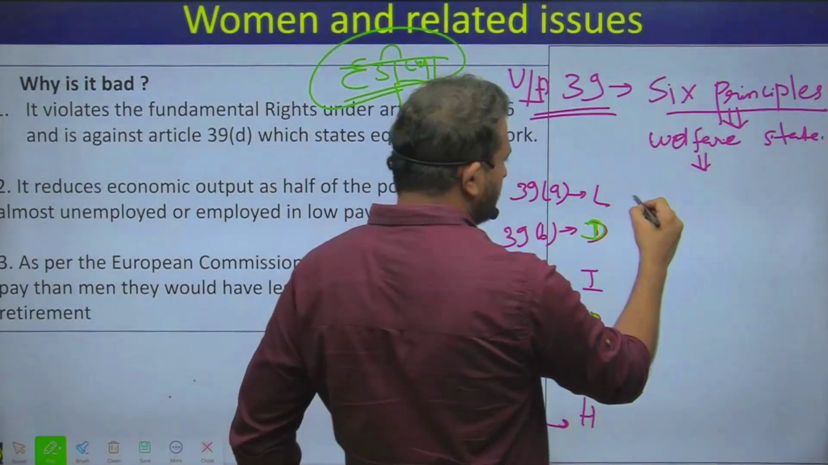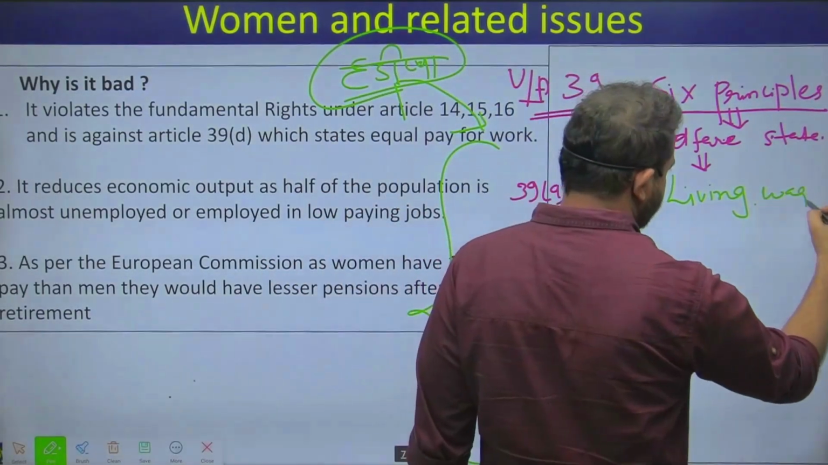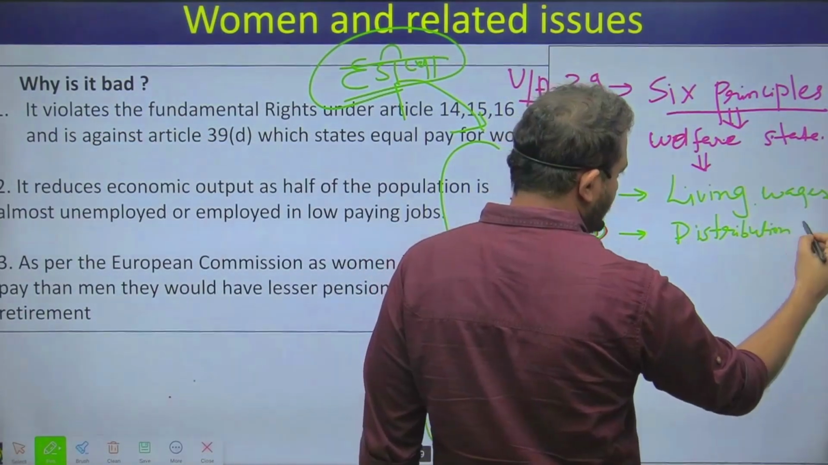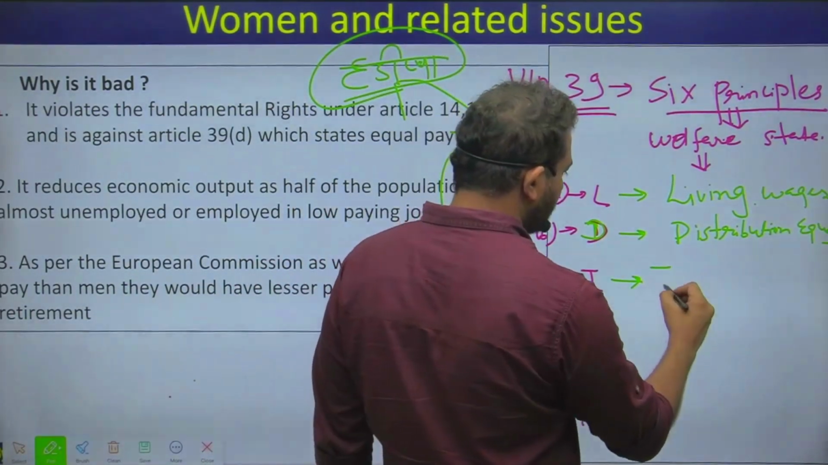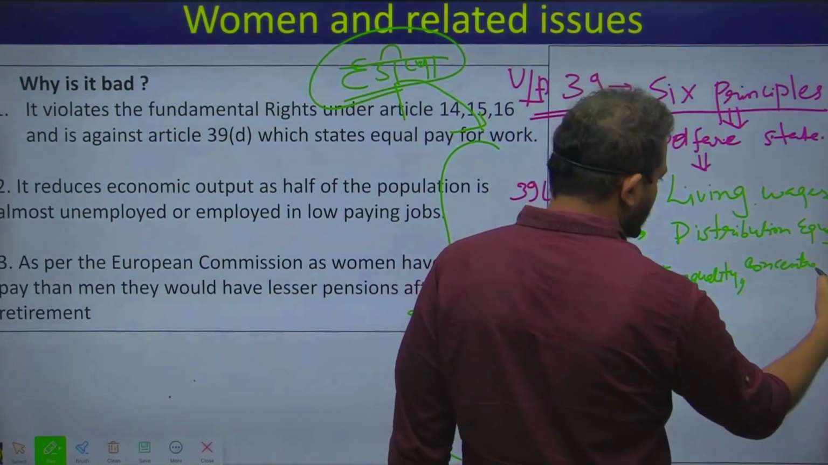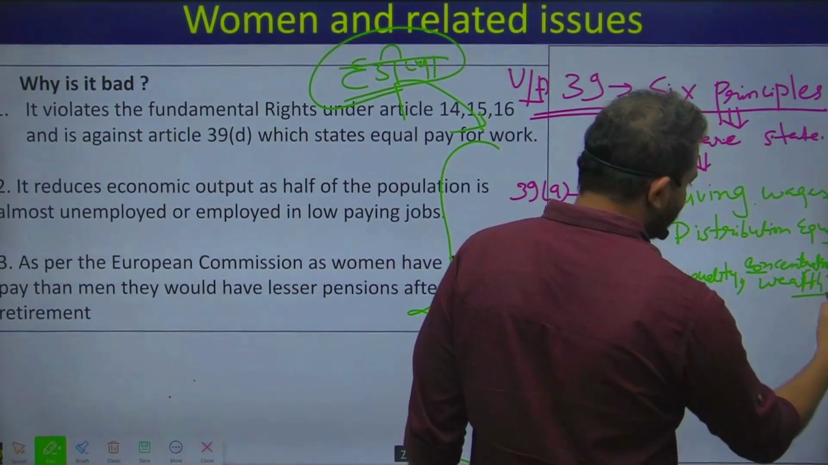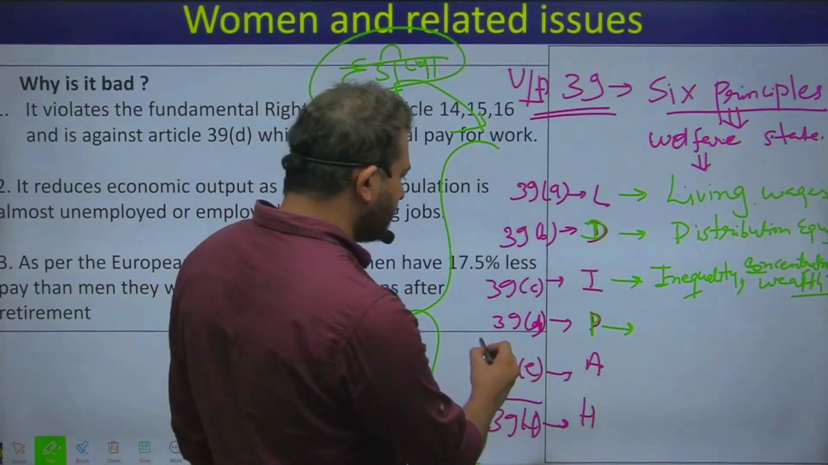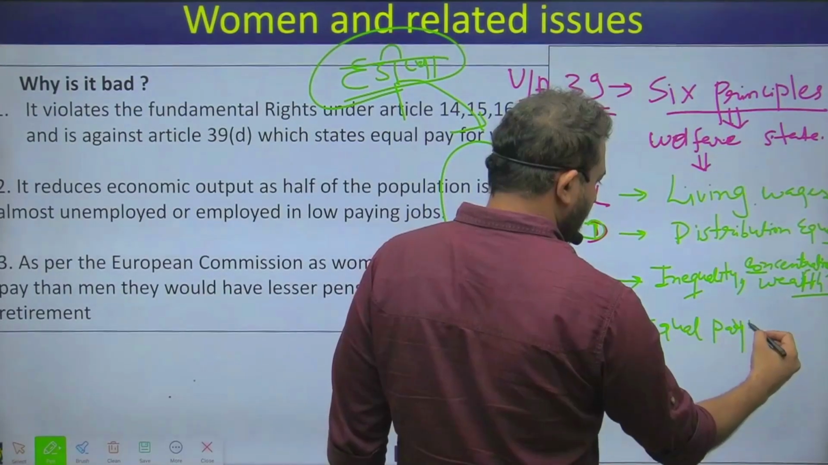L is for living wages. D is for distribution, equal distribution of resources. I is for eliminating inequality and restricting concentration of wealth. Only when there is concentration of wealth does inequality come. Inequality means that some people have more wealth and some people have less wealth. So if we do not let concentration of wealth happen, inequality will not come. And there is Article 39D, equal pay for equal work for men and women.